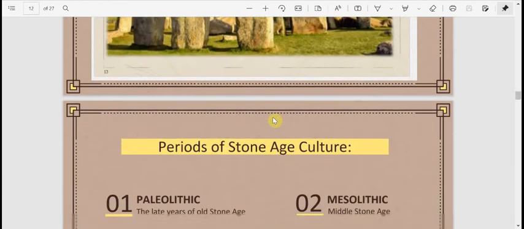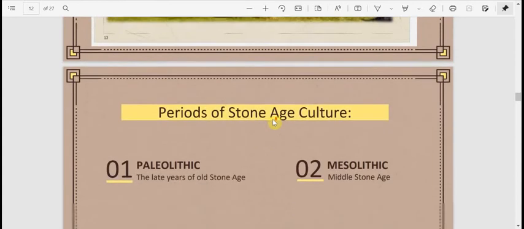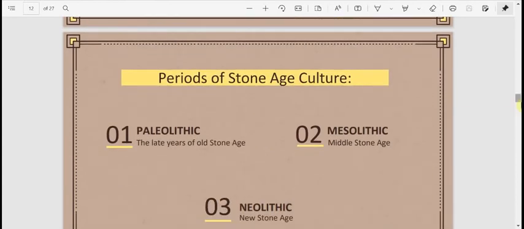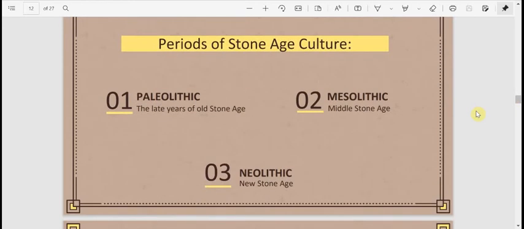Okay, so let us sum up what we have discussed so far. Again, we have three periods under Stone Age culture. First, we have the Paleolithic age. Next is Mesolithic. And lastly, we have Neolithic. The Paleolithic was an age of purely hunting and gathering. But toward the Mesolithic period, the development of agriculture contributed to the rise of permanent settlements. And then later, the Neolithic period is distinguished by the domestication of plants and animals.